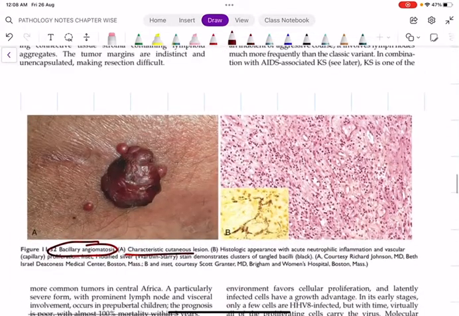You can see the papules. What do you mean by papules? They are elevated, palpable skin changes. That is what we call a papule. So you can see a rounded mass. Okay, this is a papule. Very, very important. And histologically, what you can see is neutrophilic infiltration.